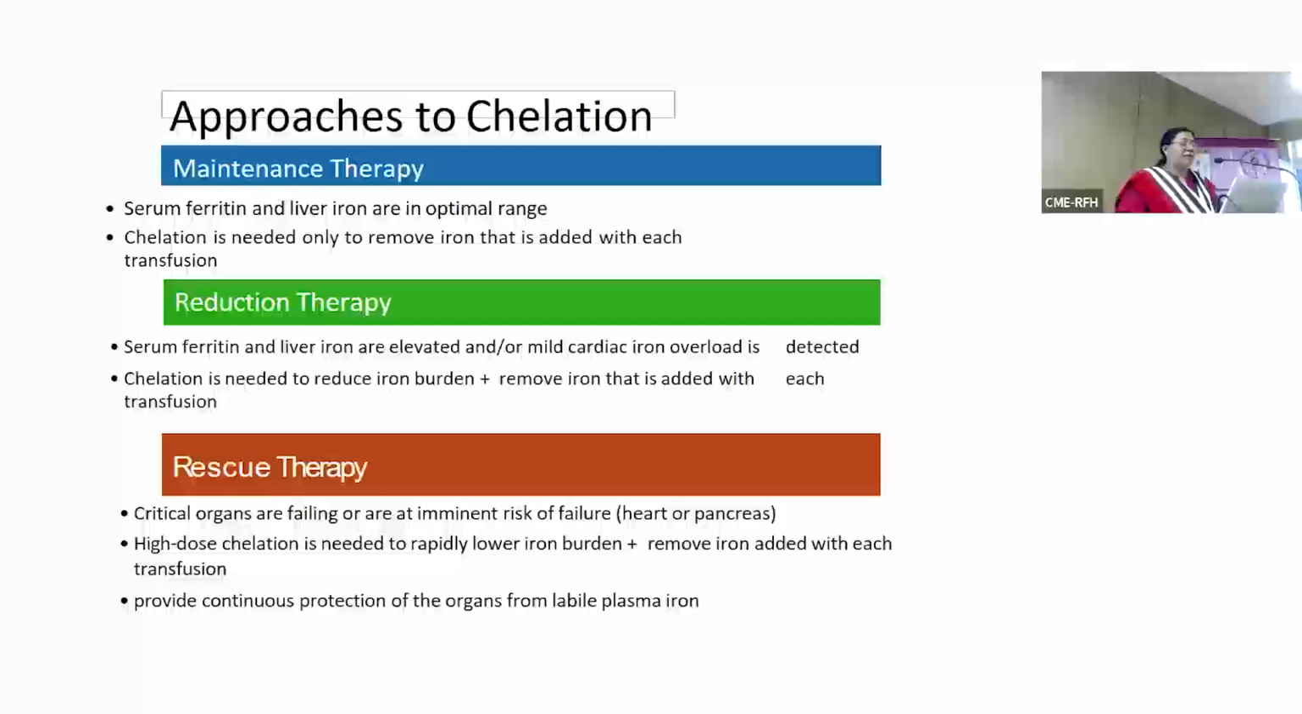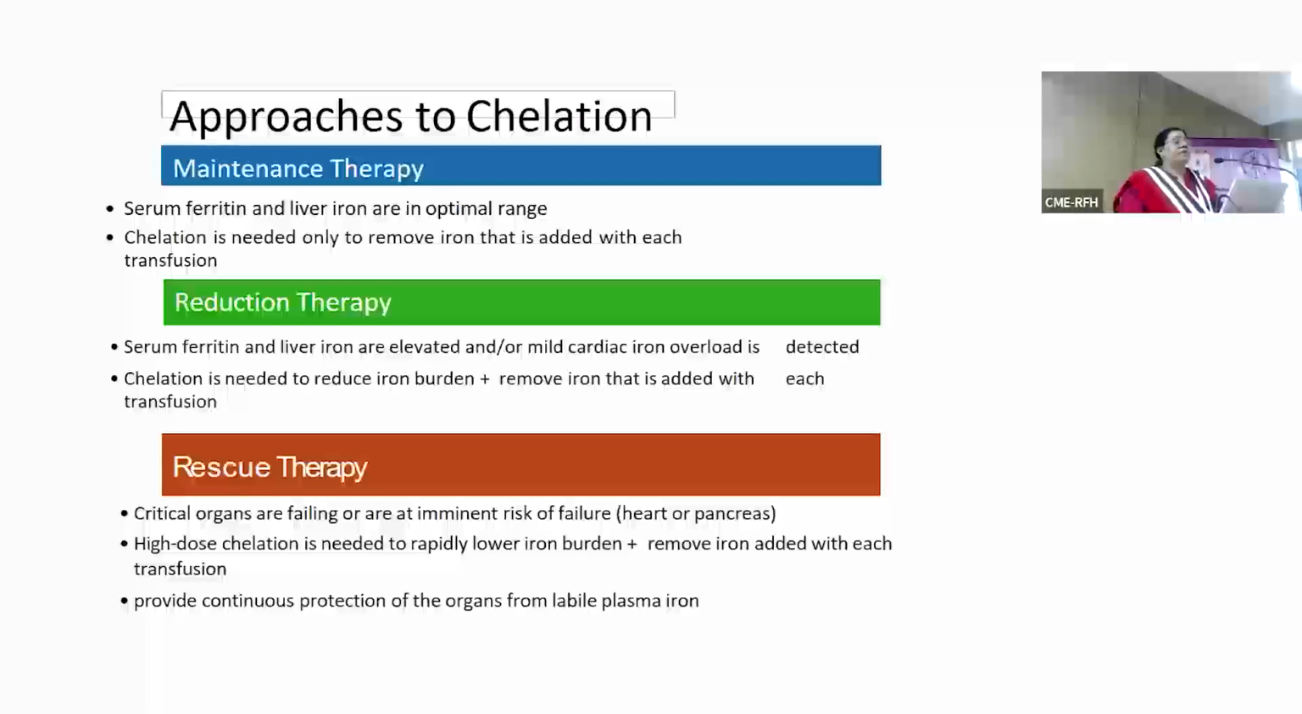Now, what is reduction therapy? Supposing the patient is not taking iron chelators properly, the iron is going to get deposited more. The ferritin is going to increase, the serum iron and the hepatic iron are going to increase, and slowly even cardiac deposition may occur. Apart from that, the transfusion is anyway going on. So reduction therapy is reduction of the iron in the tissues as well as from everyday's transfusion.